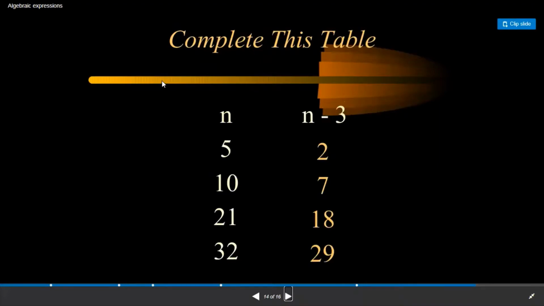So this time we're going to complete this table. In this column, we have our constant. And for this column, we have n minus 3. Okay, this is already our answer. If n is 5, 5 minus 3, the answer is 2. If n is 10, 10 minus 3, that is 7. If n is 21, 21 minus 3, the answer is 18. Very good. If n is 32, 32 minus 3, the answer is 29.